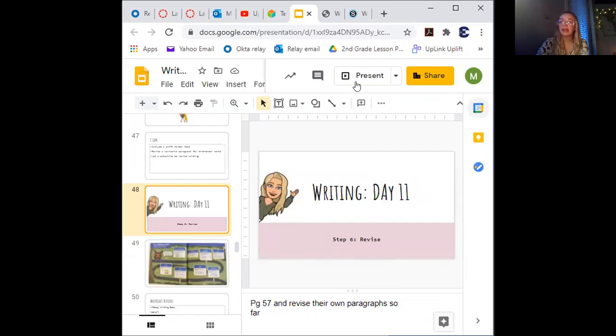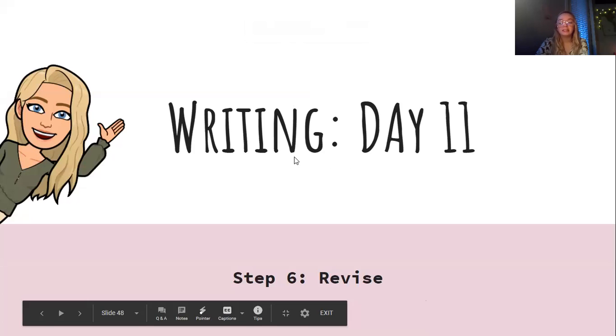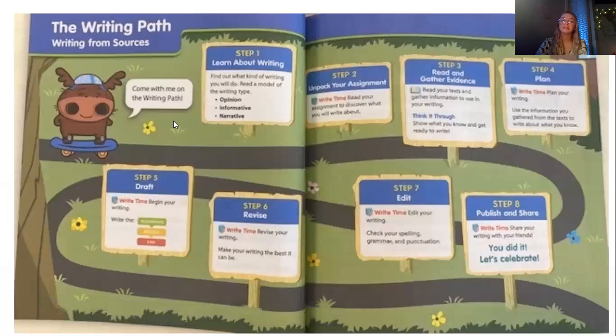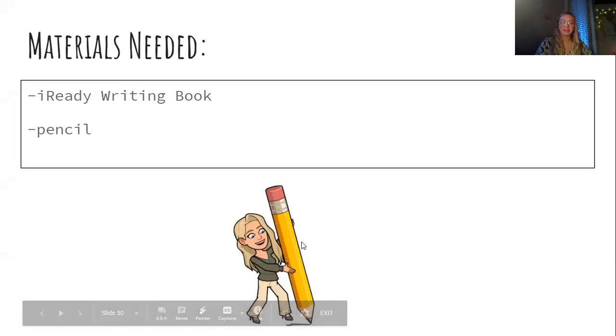Let me share my screen so we can go over where we are and the materials for today. So it is day 11. We are still in step 6, revising. So let's say hi to Herschel. And we've already done step 1, step 2, step 3, step 4, step 5, and here we are at step 6, revise. Write time, revise your writing. Make your writing the best it can be. And I think we can do that.